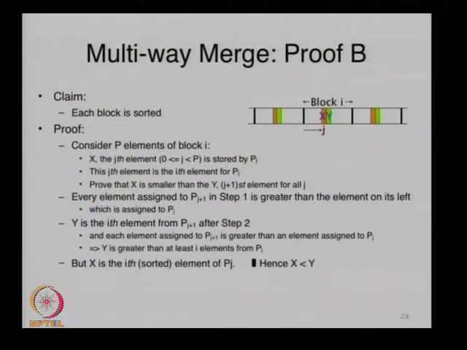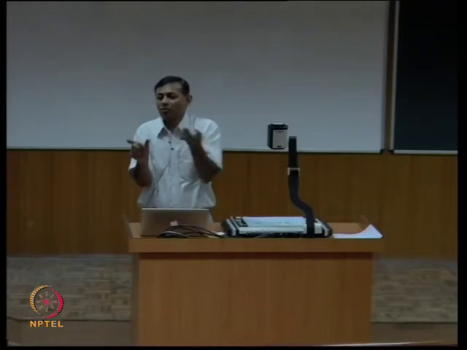Does the argument not have anything to do with L1 and L2? This is for any block coming in L1 or L2, because the same argument holds. We are just picking every ith of L1 or L2. So this has nothing to do with L1 or L2. So a block is sorted, and an element is within P of its position, which means an element can be going to the next block or to the previous block, nowhere else.